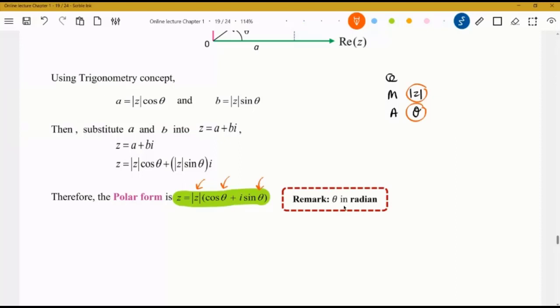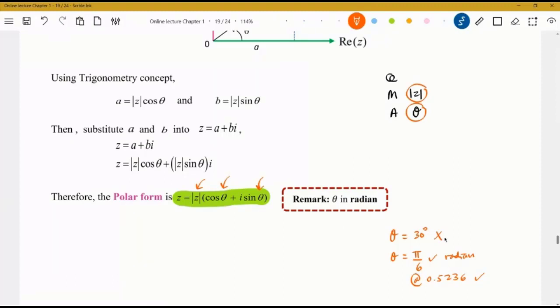Dia tak boleh jawapan kamu contohnya seperti ini. Theta kita dapat 30 degree. Salah. Theta mesti dalam bentuk pi over 6. Ini betul. Sebab ini adalah radian. Ini radian. Okay. Ataupun dia dalam bentuk desimal lah. Berapa desimal kalau pi over 6? Desimal dia adalah 0.5236. Ini boleh. Sebab dua-dua ni dalam bentuk radian. Tapi kalau nampak degree, automatically dia akan jadi salah. Sebab format untuk polar form adalah radian.